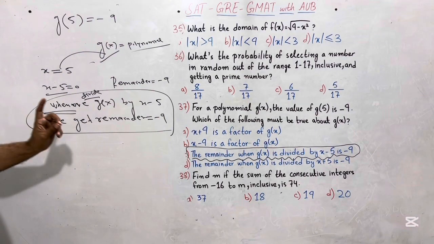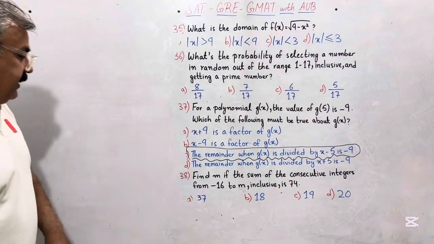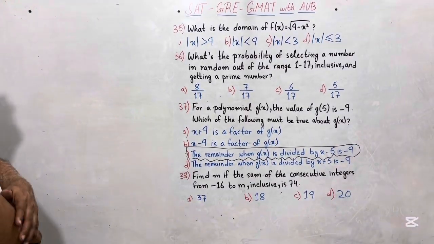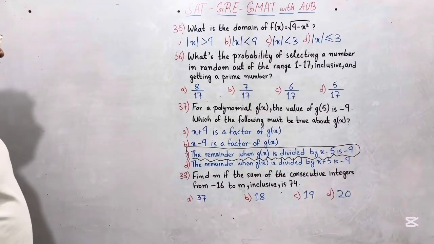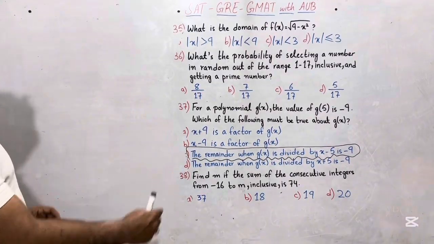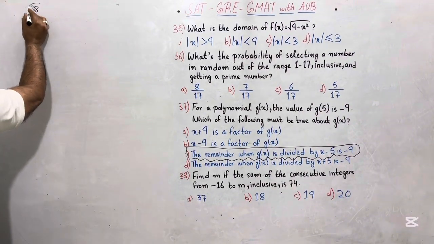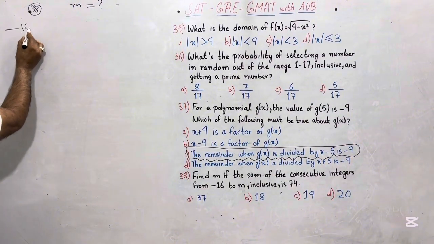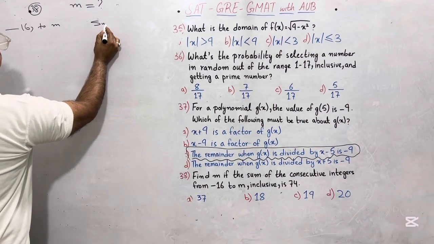Okay, moving towards the next question, question number 38. It says: find m. Determine the value of m if the sum of the consecutive integers from minus 16 to m inclusive, meaning minus 16 and m both are included in the sequence, is 74. We are asked to determine the value of m; our sequence runs from minus 16 to m, and its sum is 74.